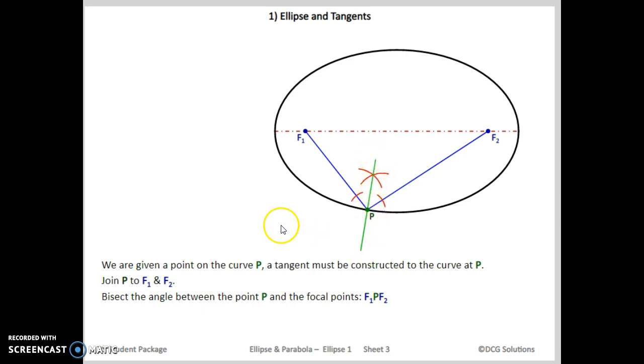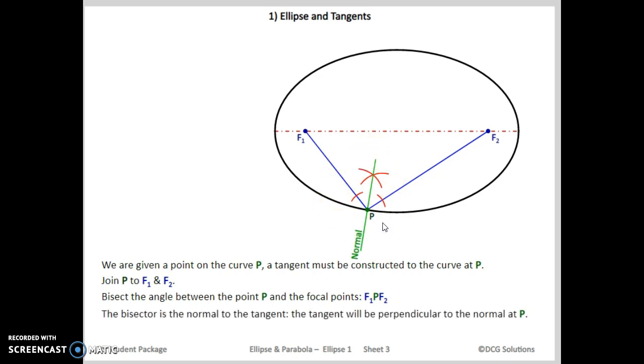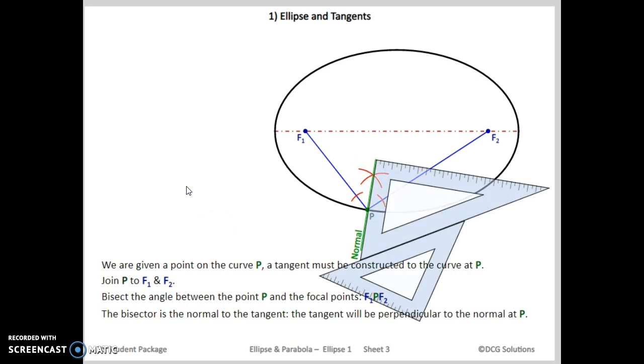If you remember from drawing a tangent to a circle, we always find the normal. This green line here is the normal. What can you remember about a normal and a tangent? I hope you can remember that a normal and a tangent are always 90 degrees to each other. So to set this up, you need to go 90 degrees.